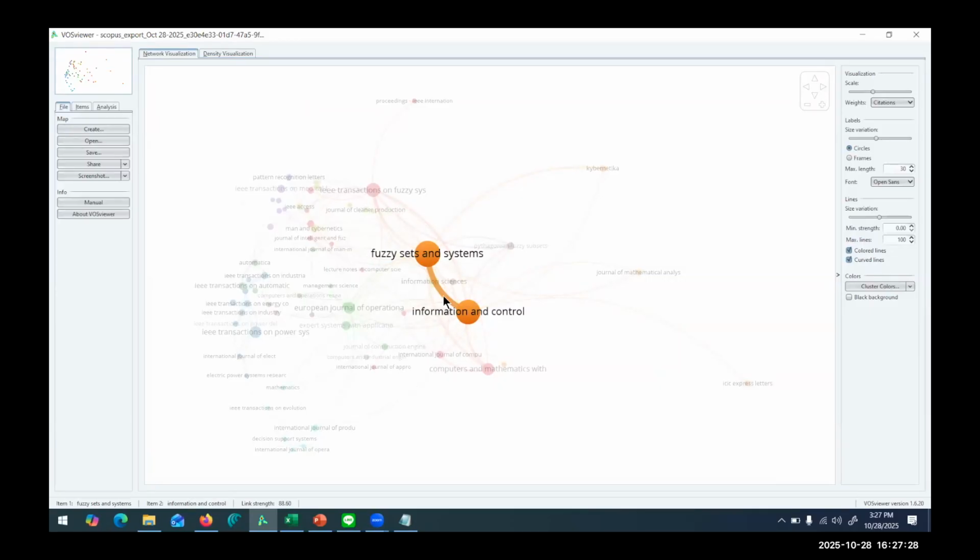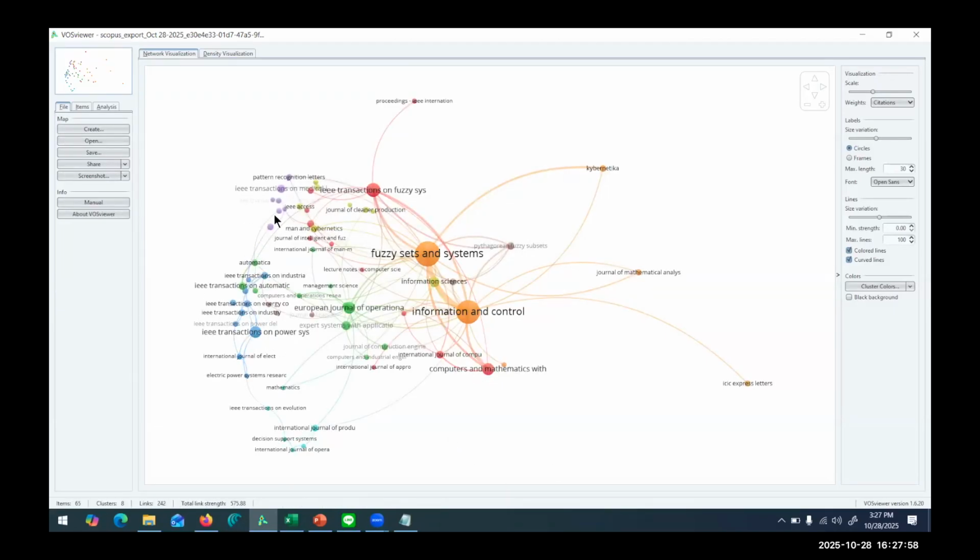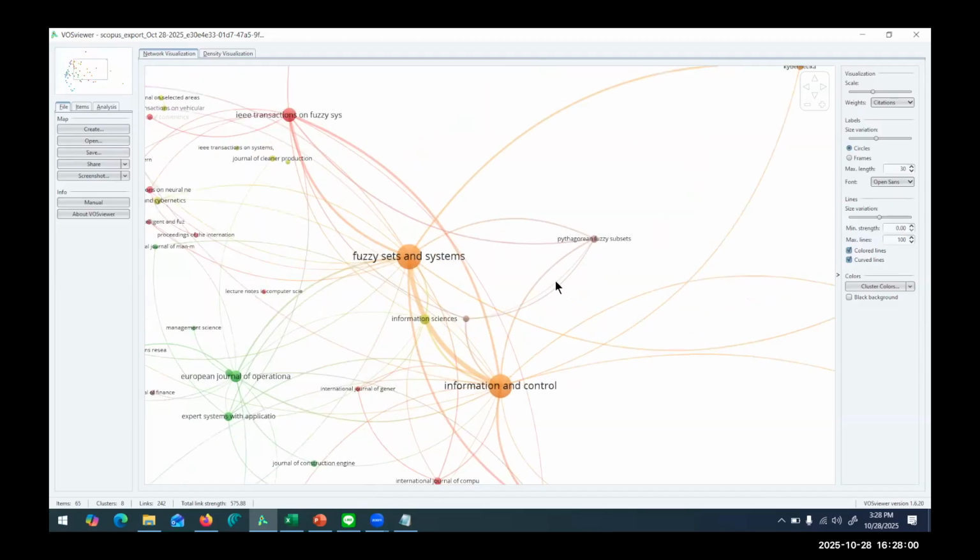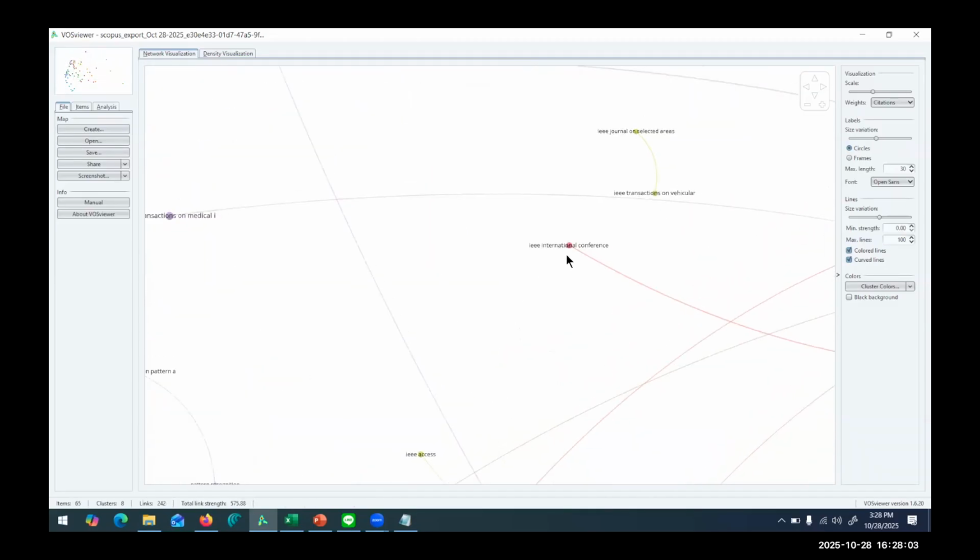So in co-citation, our objective was to find out the intellectual connections between the documents. The intellectual connection of the documents published by Thai authors in fuzzy sets and systems and information and control was very high. It means that if someone has published in fuzzy sets and systems, maybe the subsequent work was published in information and control. So in this way, it will help us. Similarly, we have many other nodes here, like this one.